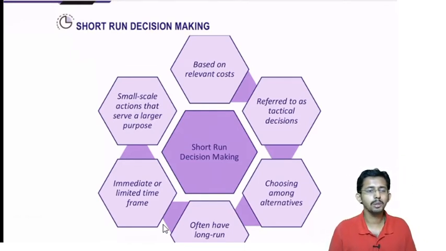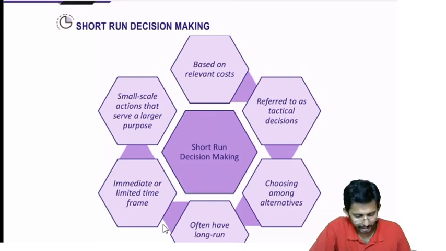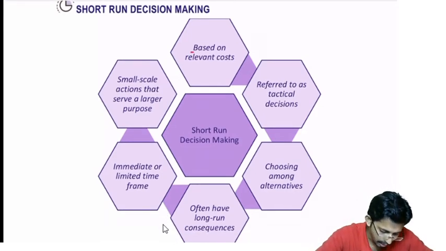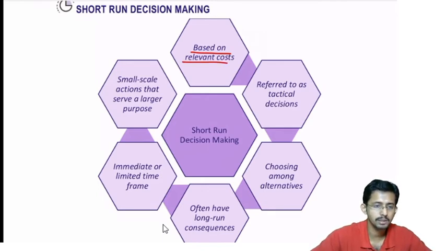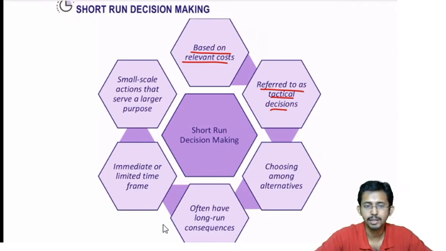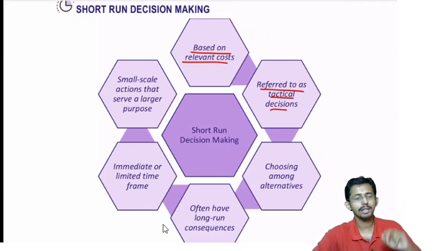I told you the characteristics of this short run decision making, which they have given here. You can see that it is based on relevant cost. That is what we saw just now. Then it is referred to as tactical decisions. What do you mean by tactical decisions? There are two types of decisions in a business. One is strategic decisions and the other is tactical decisions.